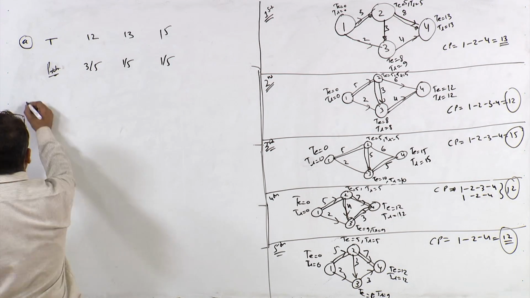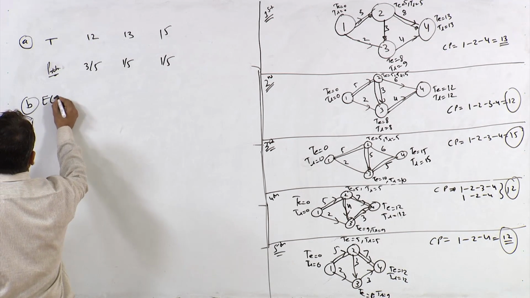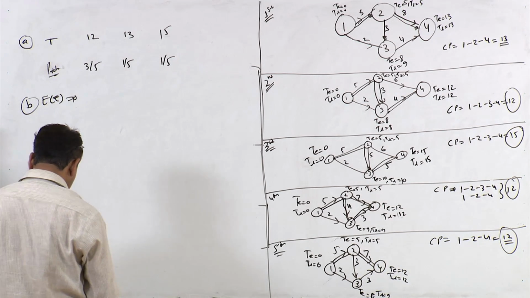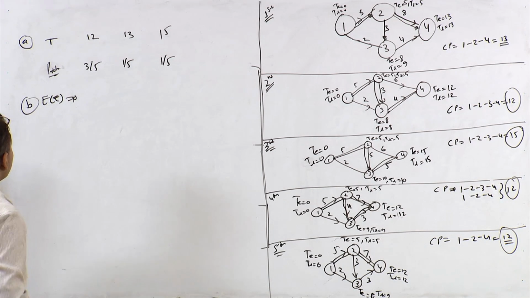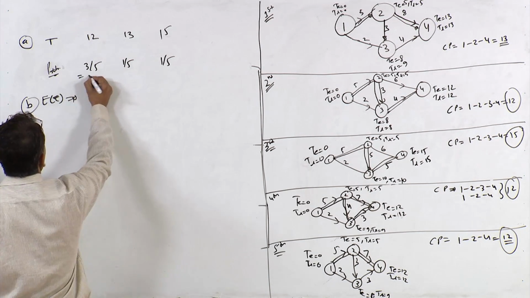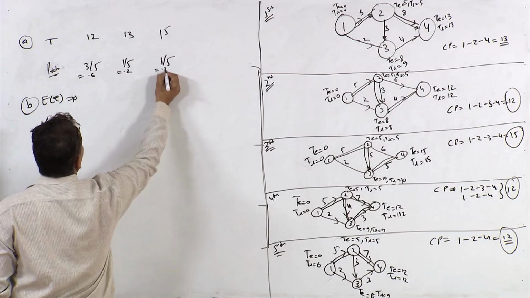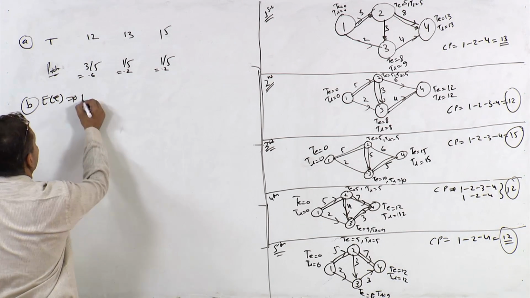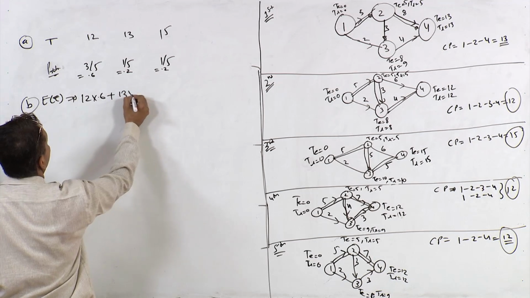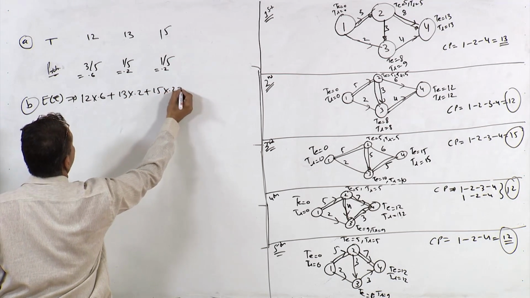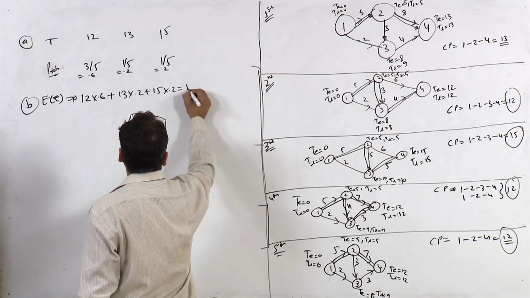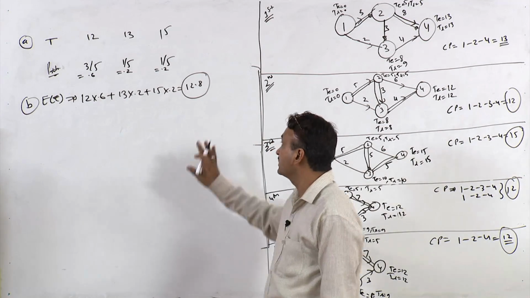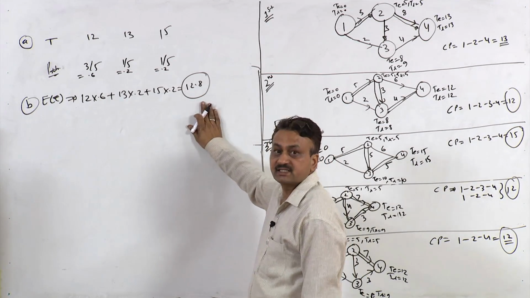Now what is the expected time? Expected time, just take the average of all these values. Since you can also find the probabilities here, 0.6, 0.2 and 0.2, what is the expected time? You just multiply 12 into 0.6 plus 13 into 0.2 plus 15 into 0.2. So this would be 12.8. The expected duration of this project is 12.8 days, right.